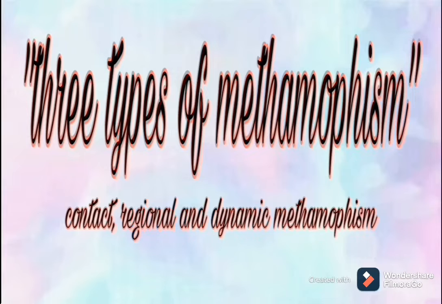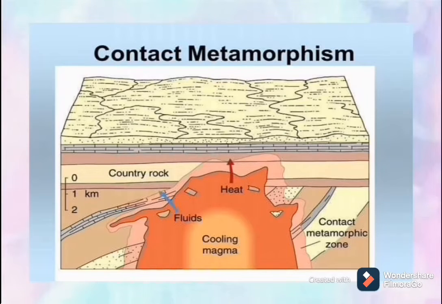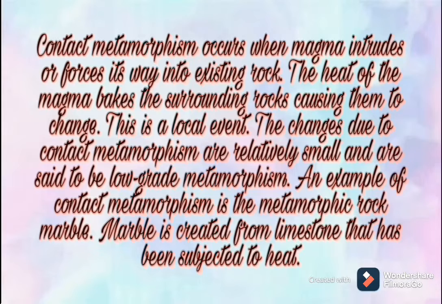Three types of metamorphism: contact, regional, and dynamic metamorphism. Contact metamorphism occurs when magma intrudes or forces its way into existing rocks. The heat of the magma bakes the surrounding rock, causing it to change. This is a local event. The changes due to contact metamorphism are relatively small and are said to be low-grade metamorphism. An example of contact metamorphism is the metamorphic rock marble. Marble is created from limestone that has been subjected to heat.